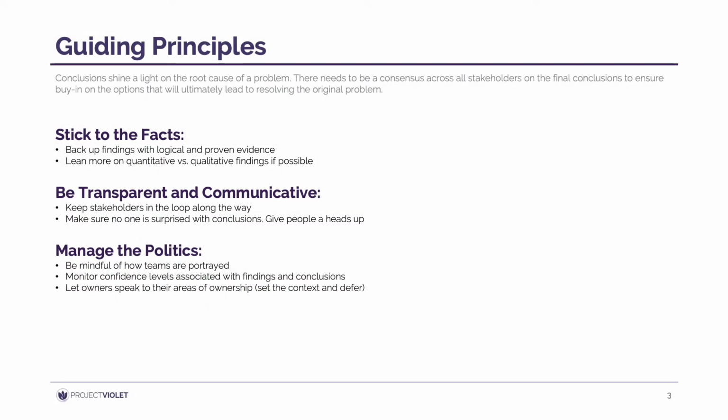Manage the politics. The goal is to solve the problem, but you have to do it in a way that's mindful of how teams are portrayed. Keep tabs on how people are feeling about your findings and how confident they are on your conclusions. Finally, take the time to have the prep conversations to review and get input from the teams involved. For meetings with leadership, when explaining your findings and conclusions, you may need to simply set the high-level context and then defer to the teams that are responsible to provide the details.